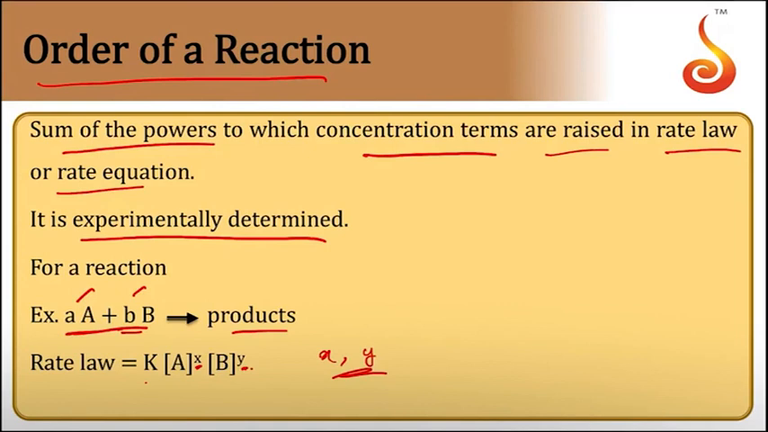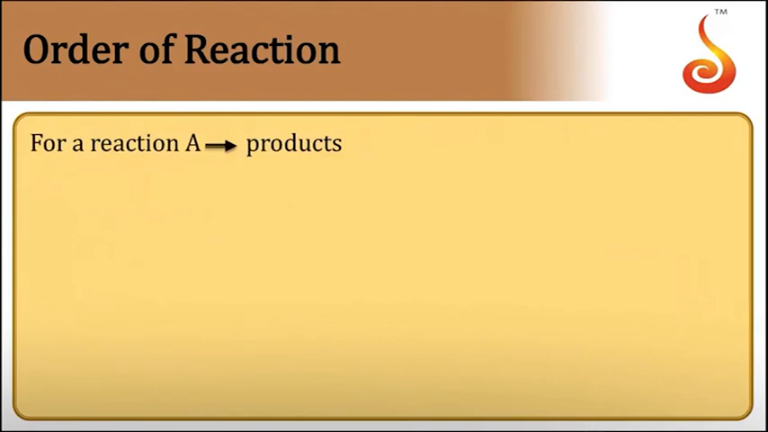Therefore, the sum of the powers, in this case x plus y itself, is called the order of reaction. The sum of the powers to which the concentration terms are raised in the rate law is called the order of a reaction, and x and y are experimentally determined quantities and do not come from the balanced equation. This is regarding the order of reaction.